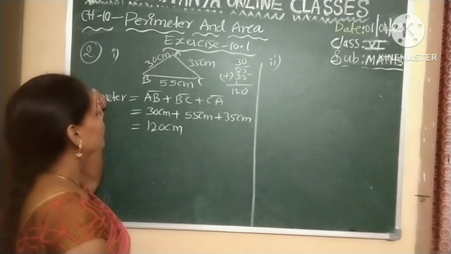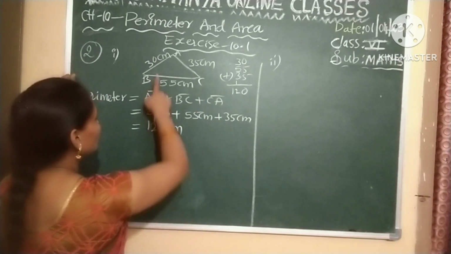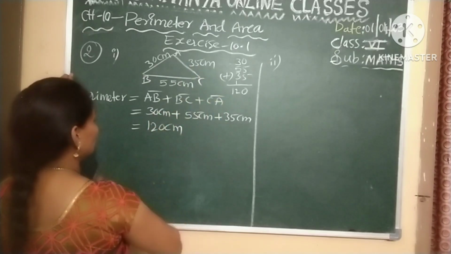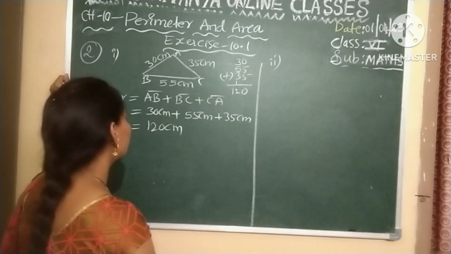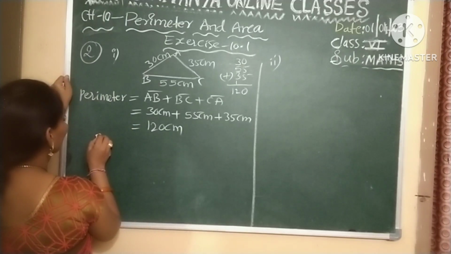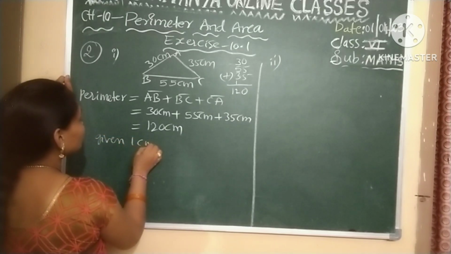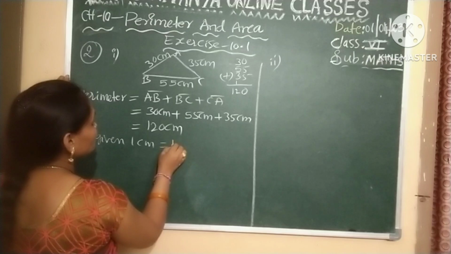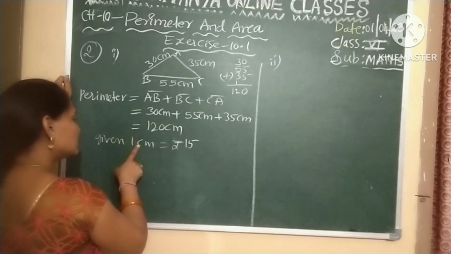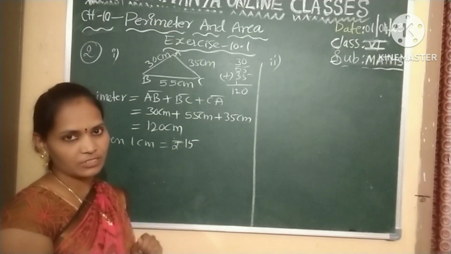First we should find the perimeter of the triangle: AB plus BC plus CA. That is the formula. Now, whatever sides are given, I wrote them and did the sum also. So 120 centimeters is the perimeter of the triangle. Now, given in the question, the cost for 1 centimeter is rupees 15. If 1 centimeter costs 15 rupees, what about the cost of 120 centimeters?